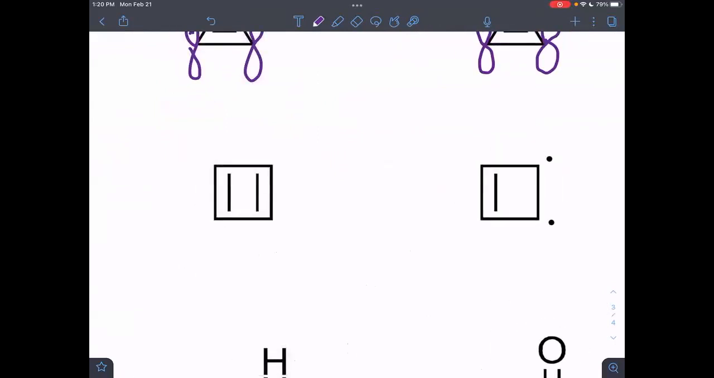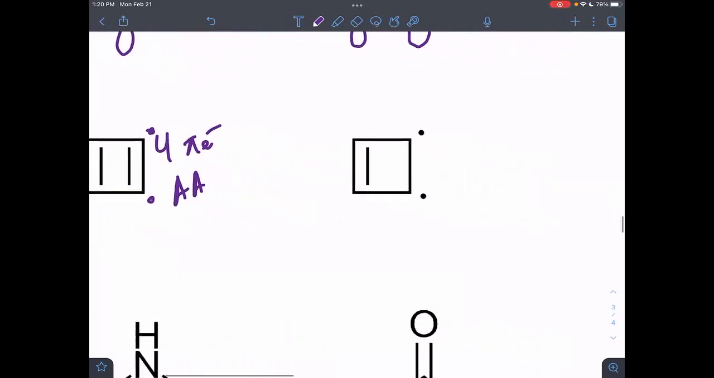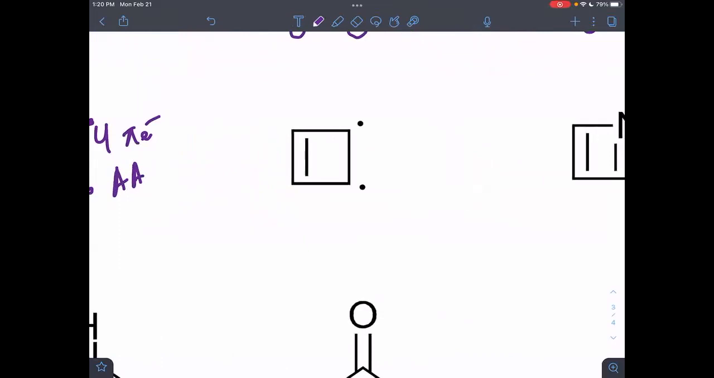All right, the square. It's anti because... Okay, now we have a square with 2 dots. It's still anti because there's still 4 pi electrons.